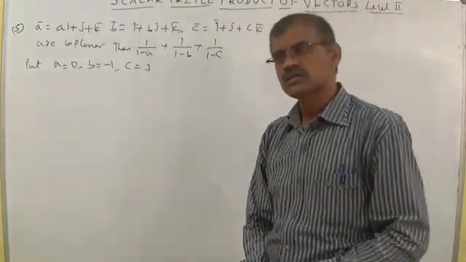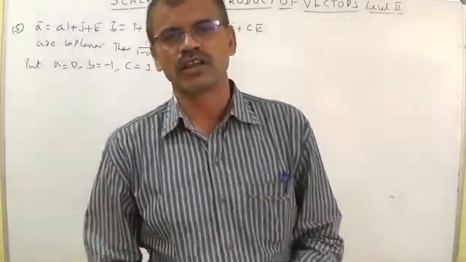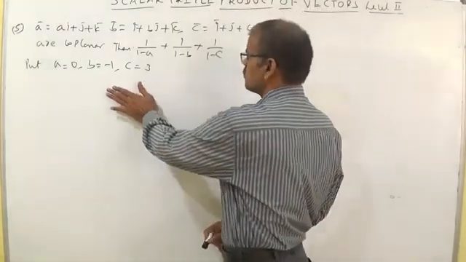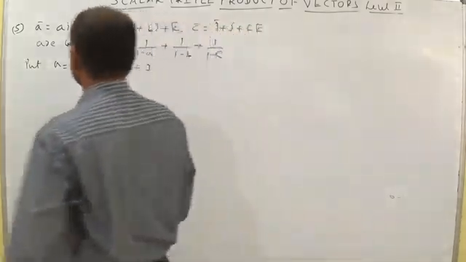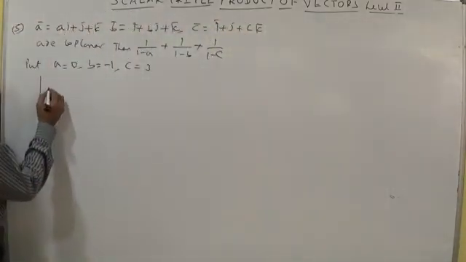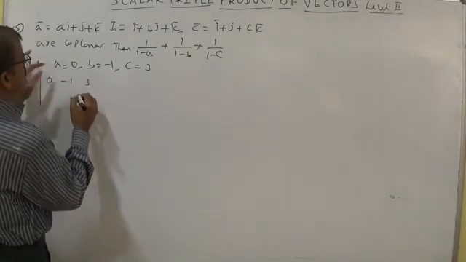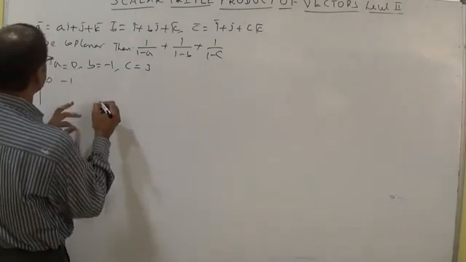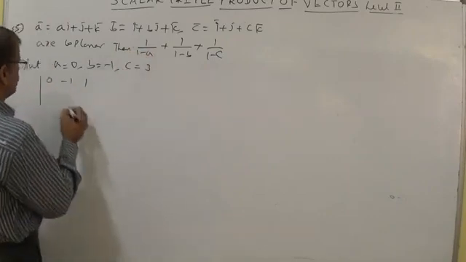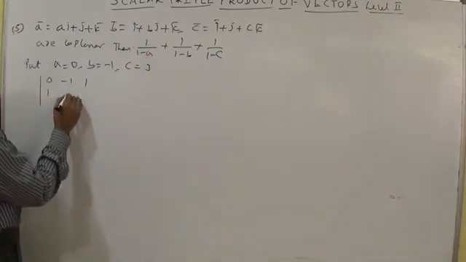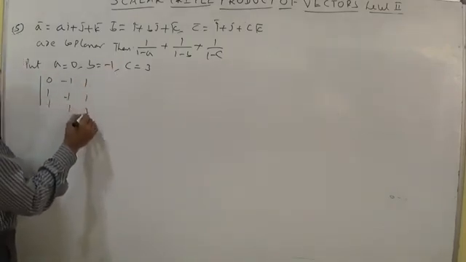Using determinants, you can use a hint and see Deepthi, or you can use Singh's book or Arihant book or anything. It is such a lengthy question. You put these values, they will be coplanar and the value can be obtained using the shortcut. A equal to 0, so the first row is 0, 1, 1. Then 1, b value minus 1, and 1. Then 1, 1, and c value 3.